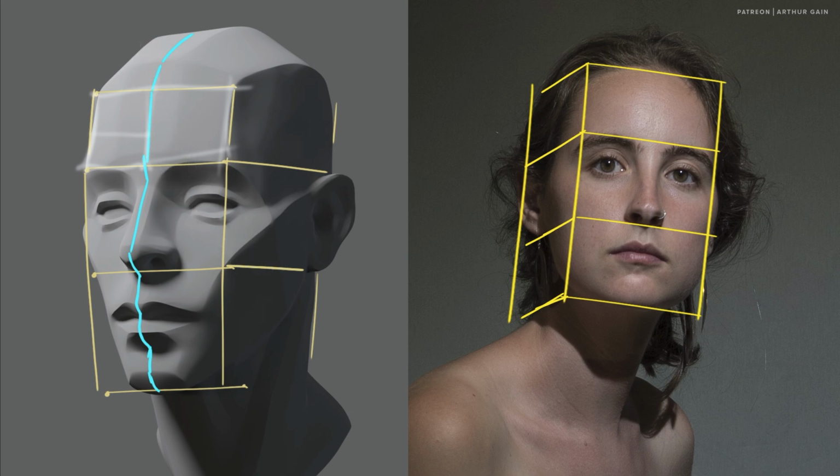Okay, clear? The box starts at the hairline, right? Not at the top of the head. Doesn't matter. I just drew it this way. It's totally up to you.